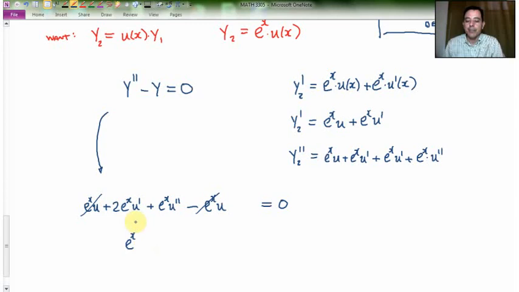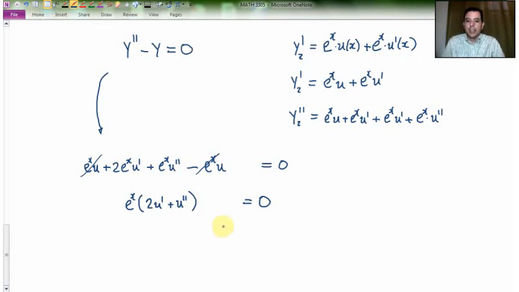Then I can factor e to the x, and this would be 2u prime plus u double prime, and that's equal to 0. In order for this to be 0, this guy here needs to be 0, right? Because the exponential will never be 0. So this implies that 2u prime plus u double prime must be 0.